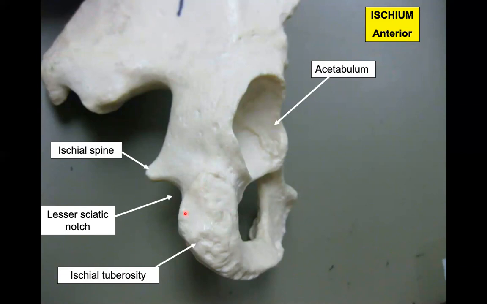So if I ask you what is the name of this bone, you would say ischium. But if I ask you to name this roughened surface on the structure, that's the ischial tuberosity.